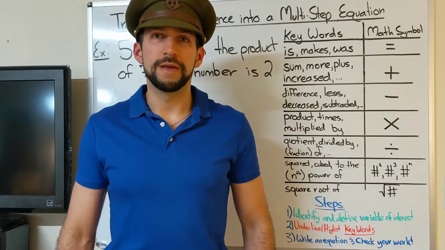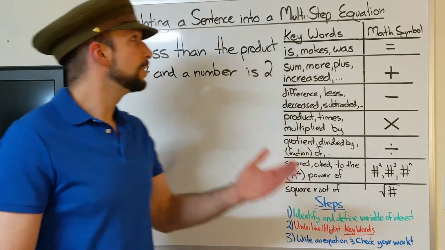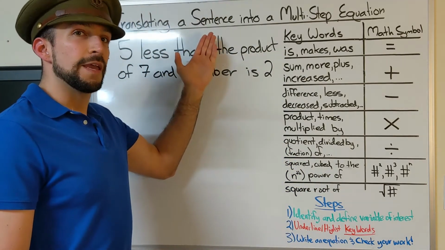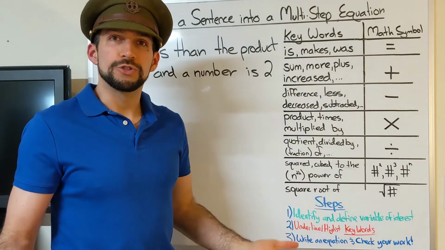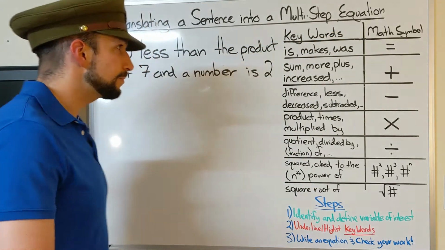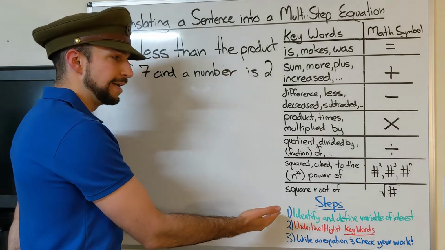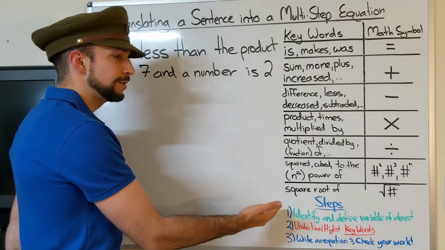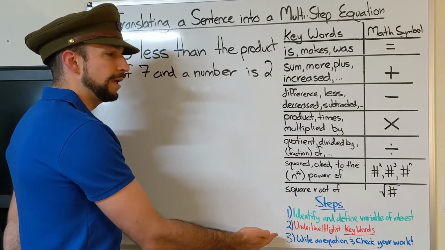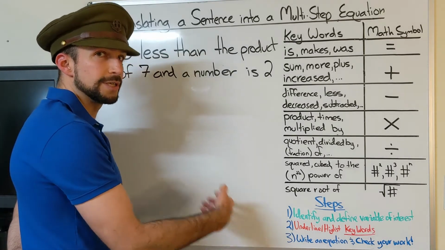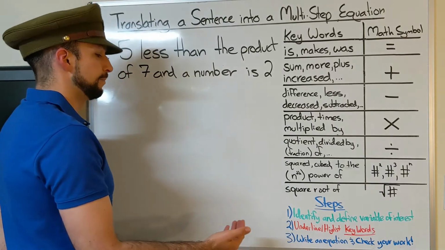Welcome to another episode of Math and Silly Hats. We're continuing our series on translating. Here we're translating sentences into multi-step equations, so this will be the most challenging of these tasks so far. We're going to follow the same steps: identify and define our variables of interest, underline and highlight key words, then finally write an equation, and here we will be able to check our work since we will be writing equations.